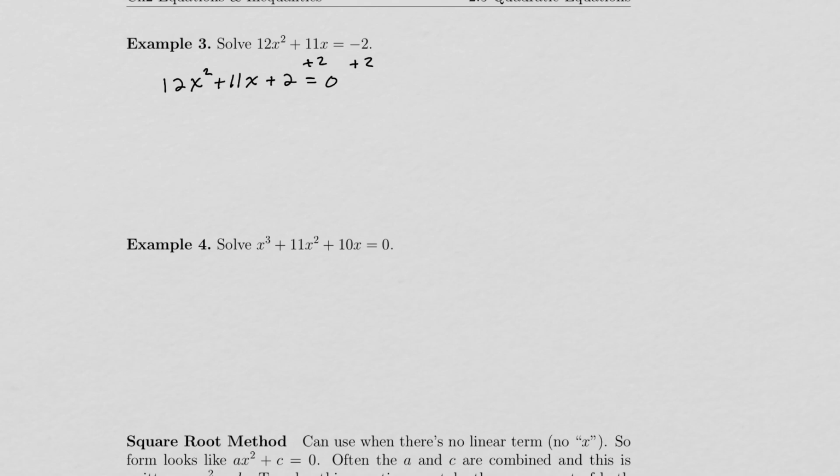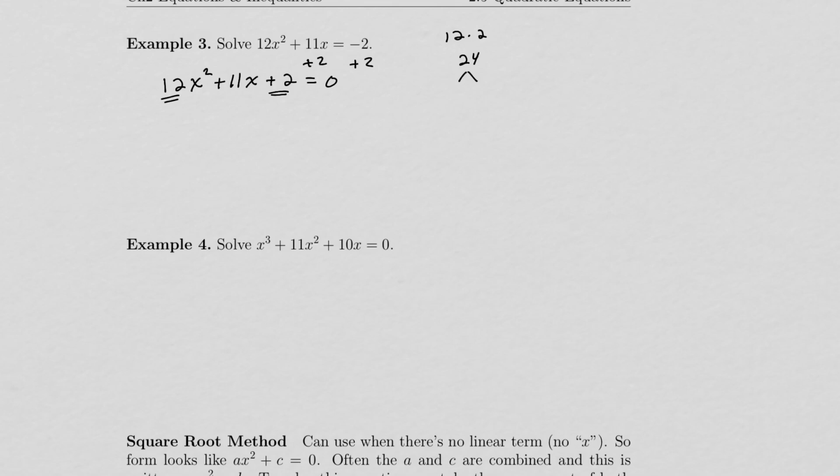We don't have a 1 as our a, right, in front of the x squared term, so we're going to have to use our AC rule. So remember how to do that. If I multiply a times c, so positive 12 times positive 2, I'm going to get 24. And then I want to think of two things that multiplied give me 24 and added give me positive 11.